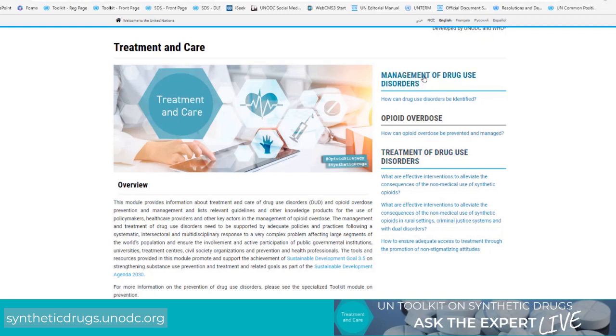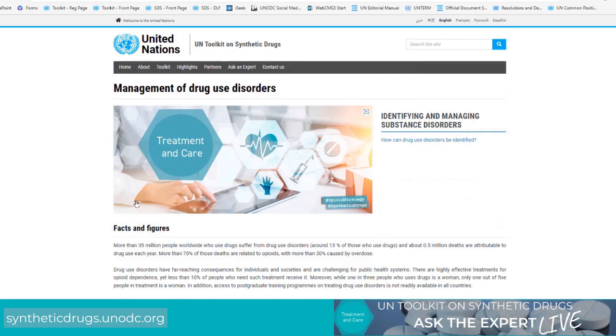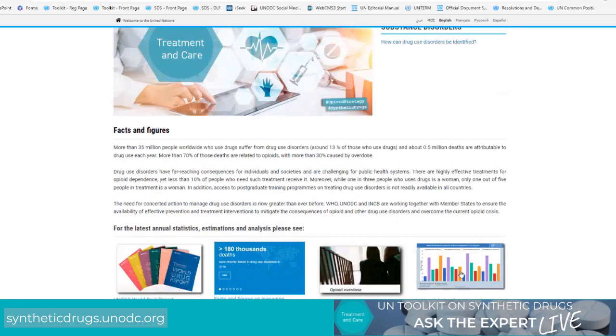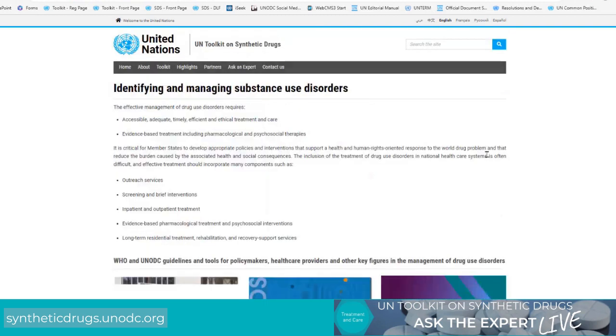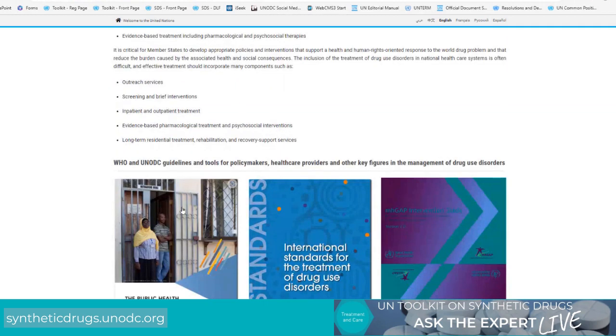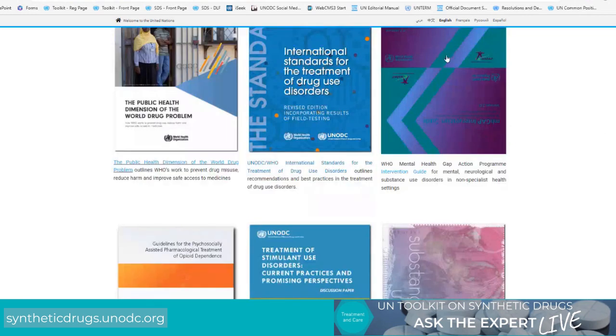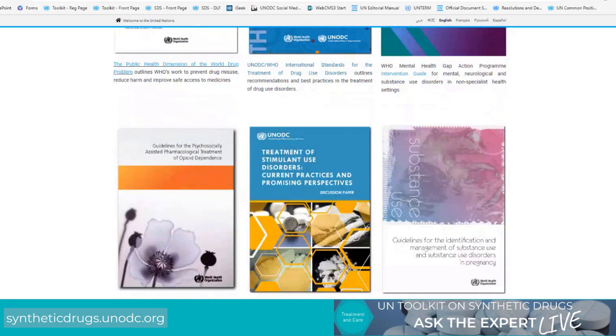And obviously in each section, you can see that there's also subsections there. So just to quickly take us through the management of drug use disorders, we have facts and figures, also different resources listed here, how to identify drug use disorders. We have guidelines and tools, which I'm sure our expert will delve more into as we get into the questions today.